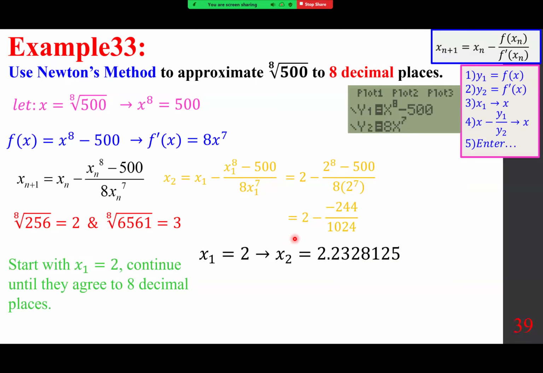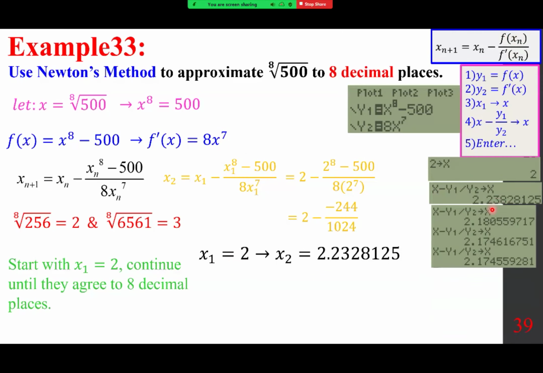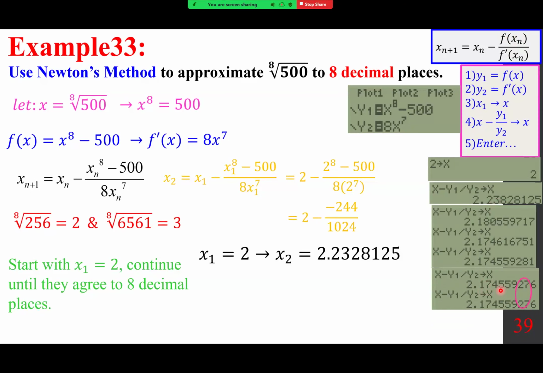Now, we put into y sub 1 the function f of x, and into y sub 2 the function f prime of x. We store the first number x sub 1, 2, into x, we enter it, and then x minus y1 over y2, because this is f of x, and you press enter, enter, and you continue. And notice we want up to 8 decimals. Look at this one, 1, 2, 3, 4, 5, 6, 7. The 8th one is here. Look at the 8th one, 27, 27.